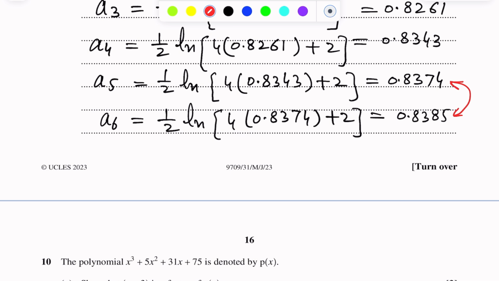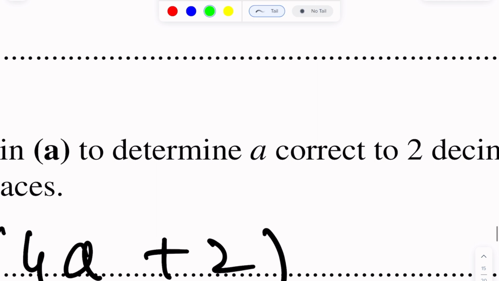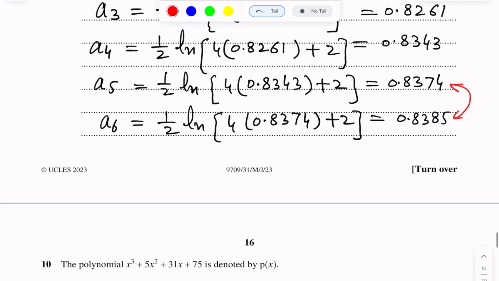From the final iteration, we will write here correct to two decimal places. The approximated root is represented by A. So we can say that the final answer is: A, the approximate root, is equal to 0.84 correct to two decimal places. This is the answer.